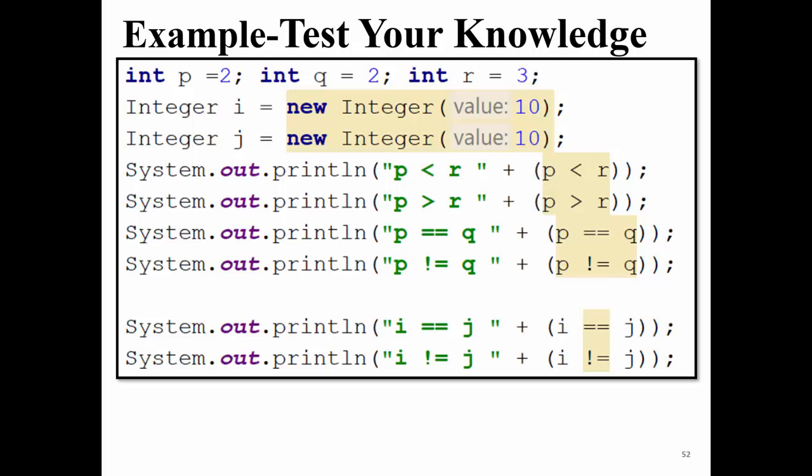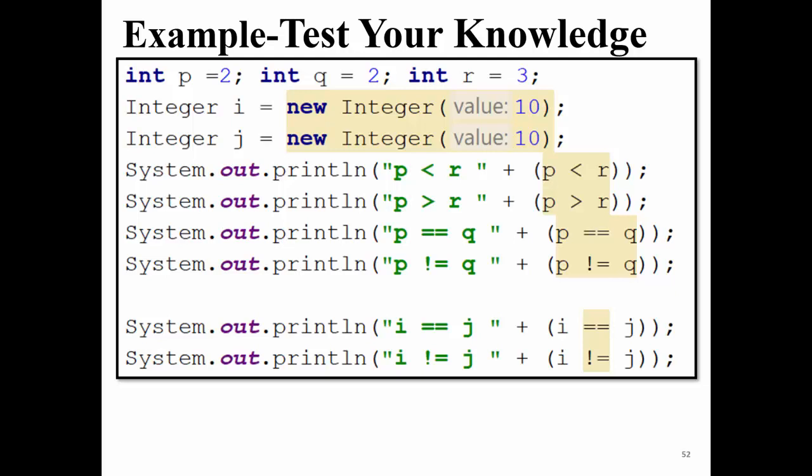Okay, so the first statement, we define P is equal to 2, Q is equal to 2, R is equal to 3. Then we create a new integer object. So I and J are not primitive data types. They are object data types. So the object I carries the value 10, and the object J is also carrying the value 10. But both are objects. Now, if P is less than 3, what will be printed?